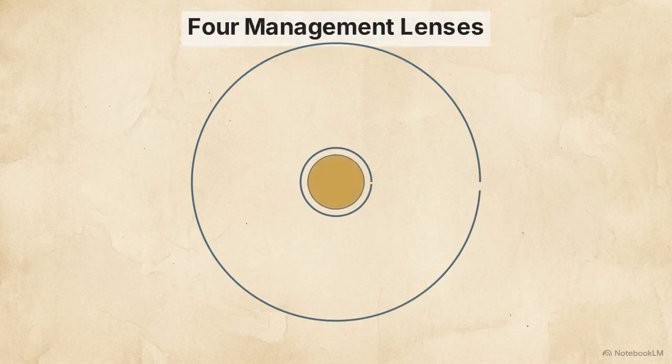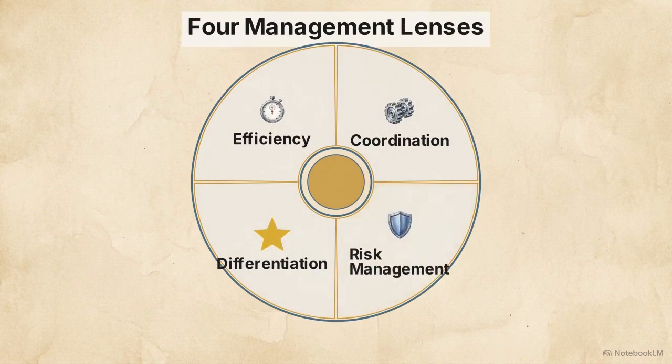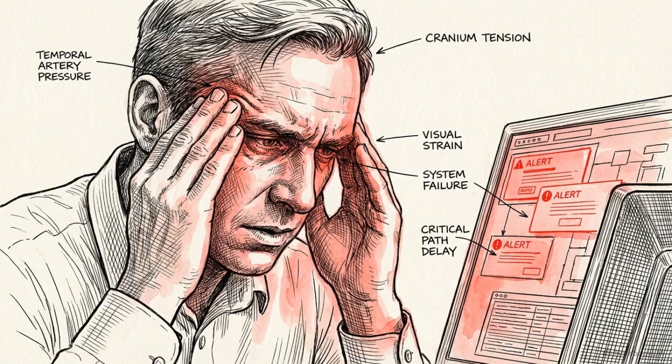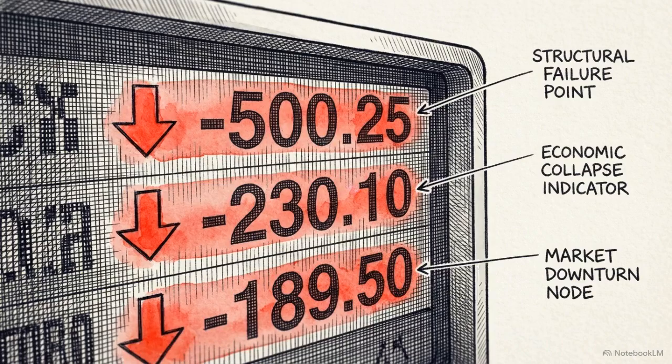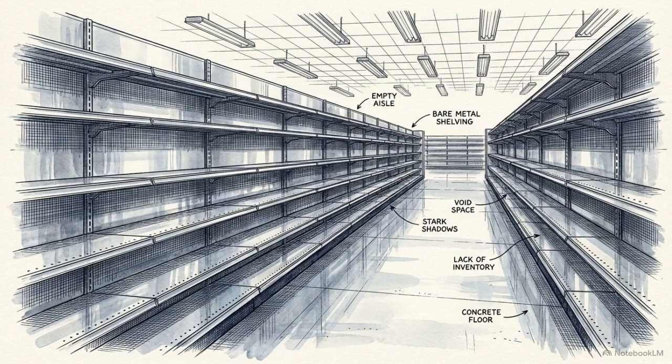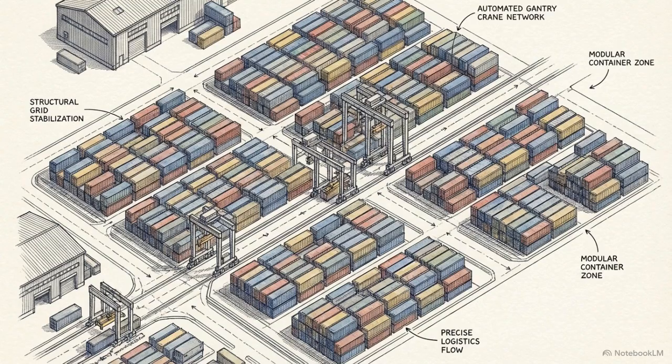Operating within this system requires viewing every decision through four specific management lenses: efficiency, coordination, differentiation, and risk management. These are not abstract concepts. If a firm fails to optimize even one of these variables, if coordination slips and a shipment delays, or risk management fails during a price spike, the physical chain breaks and already thin profit margins disappear. The raw agricultural market is defined by inherent chaos, rapid spoilage, and extreme price volatility. Mastering this step-by-step chain is the only mechanism the global economy has to stabilize that turbulence.